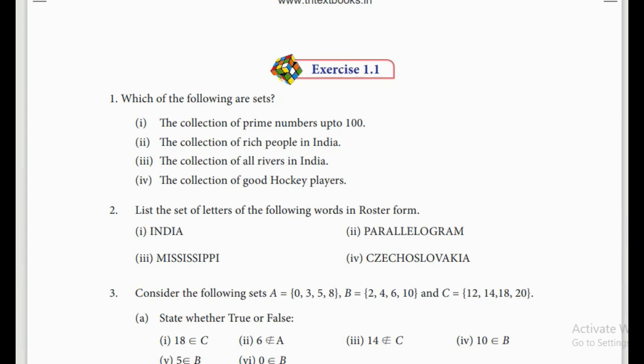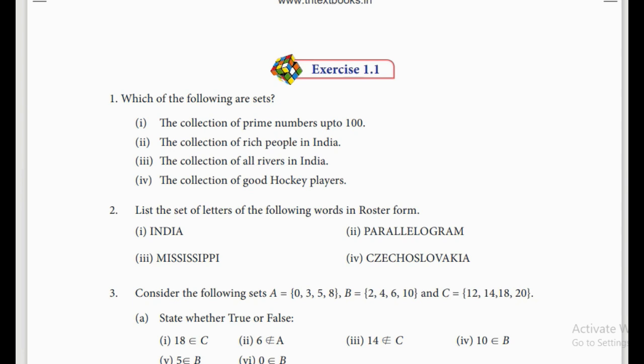Just try to answer with me, okay. Exercise 1.1. Which of the following are sets? Before that, remember what is a set? A set is a well-defined collection of objects. Am I right? A set is a well-defined collection of objects.